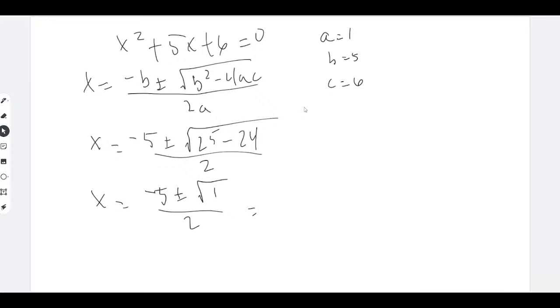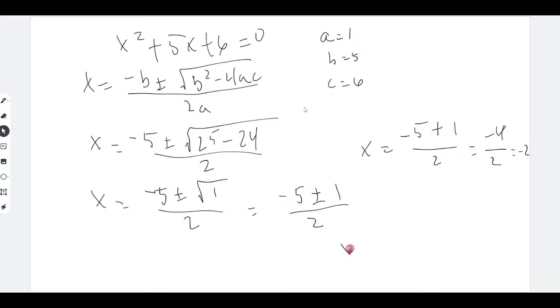1, I guess. Yeah, it's just 1, right? Yeah. 1 times 1 is just 1. So then we just have negative 5 plus or minus 1 over 2. And then to get your two solutions of x, you just look at the plus and minus separately, right? So my first solution of x, I can look at the plus case. So I can say x is equal to negative 5 plus 1 over 2. So negative 5 plus 1 is negative 4, right?